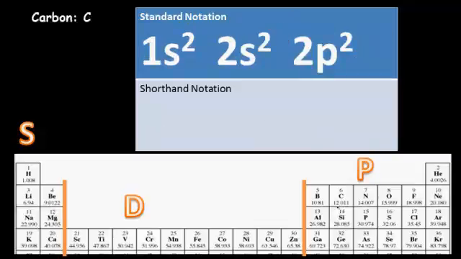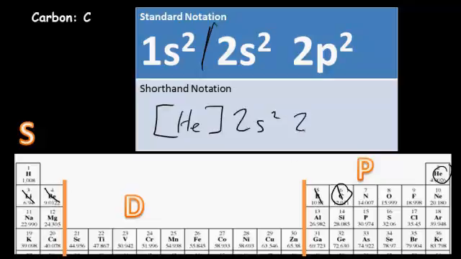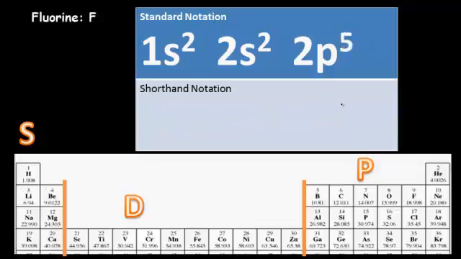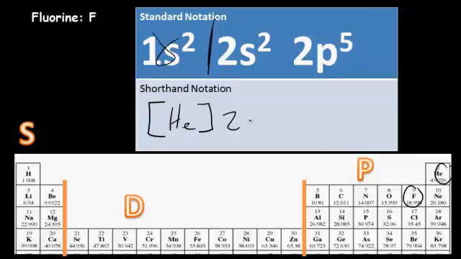Carbon. Helium again. And let's see, this is a 2s, so I need these. 2s2, 2p2. Fluorine. Where is fluorine? Here. Helium again. And we would be on the 2s, so I get rid of these. Let's cross that off. 2s2, 2p5. That's how you write shorthand notation.